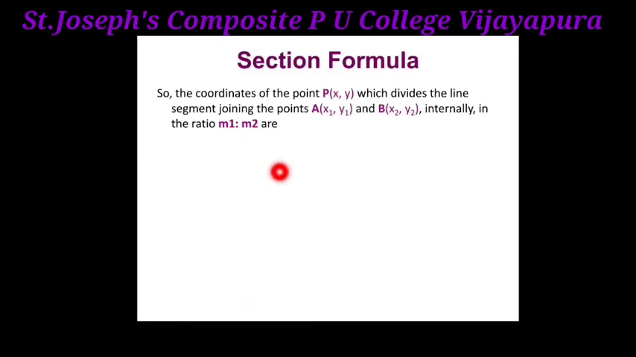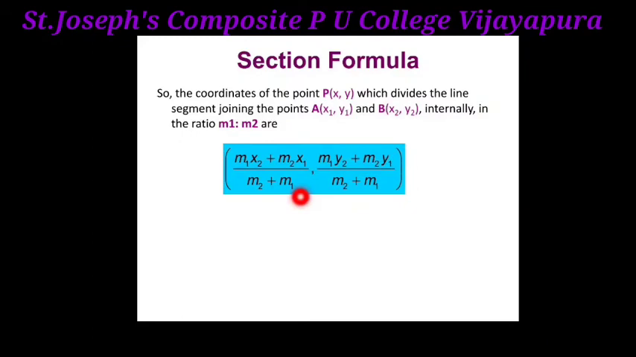So the coordinates of the point P(x, y), which divides the line segment joining the points A(x1, y1) and B(x2, y2) internally in the ratio m1 is to m2, are (m1 x2 plus m2 x1) whole divided by (m2 plus m1), comma (m1 y2 plus m2 y1) whole divided by (m2 plus m1). This is known as the section formula.